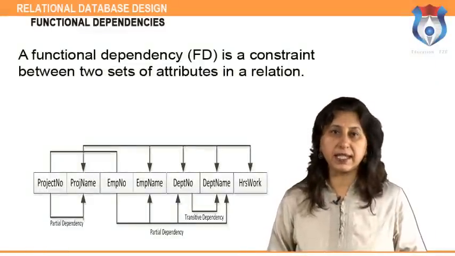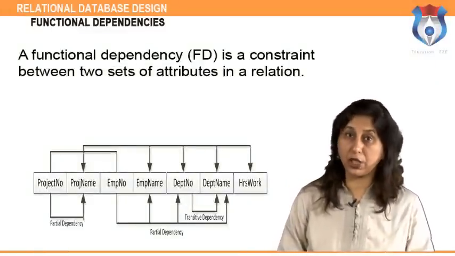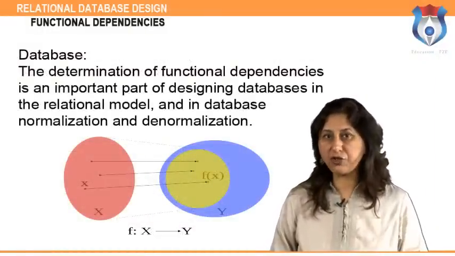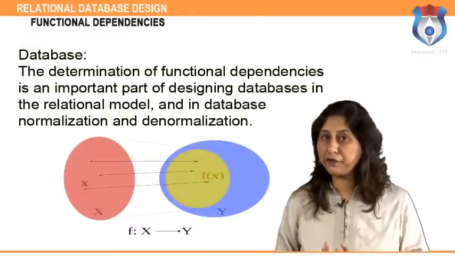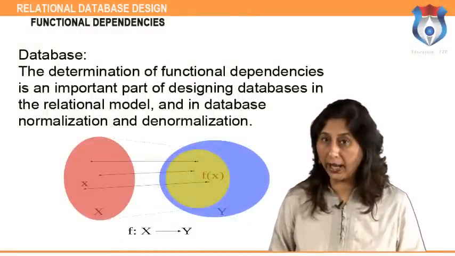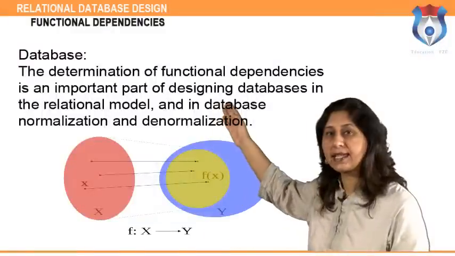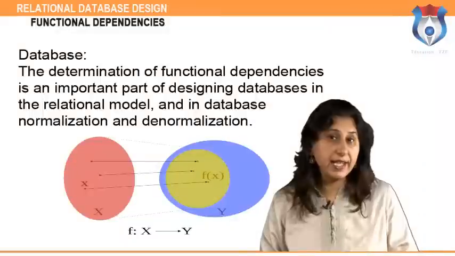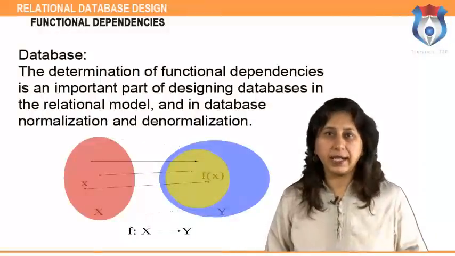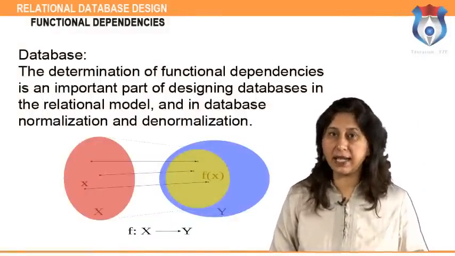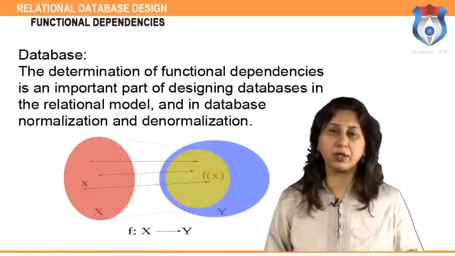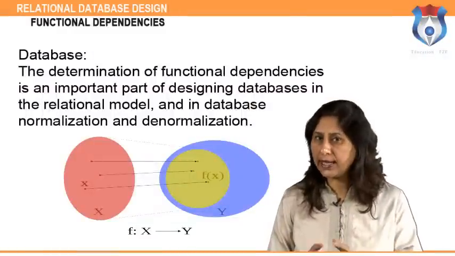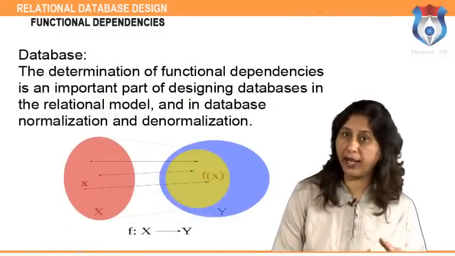A functional dependency, FD, is a constraint between two sets of attributes in a relation. Given a relation R, a set of attributes X in R is said to functionally determine another attribute Y, also in R, written X to Y, if and only if each X value is associated with precisely one Y value. Customarily, we call X the determinant set and Y the dependent attribute. Thus, given a tuple and the values of the attributes in X, one can determine the corresponding value of the Y attribute.